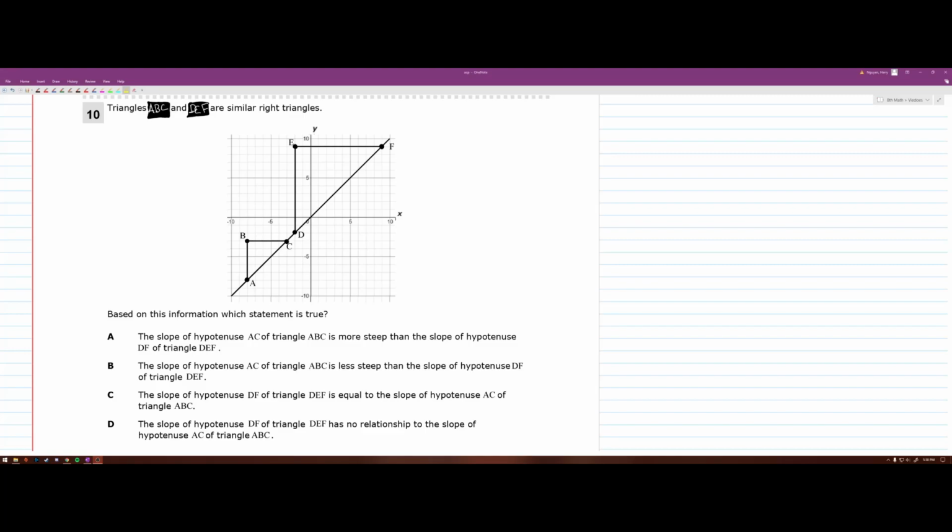Welcome back. Let's get started with question number 10. Triangles ABC and DEF are similar right triangles. Based on this information, which statement is true?